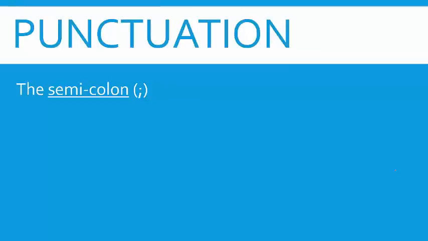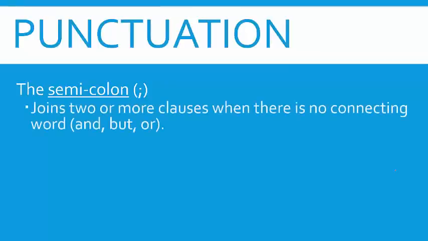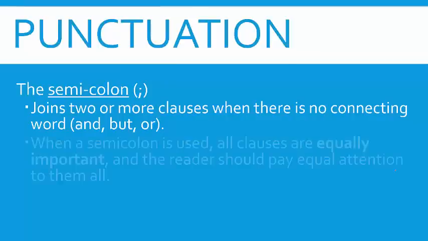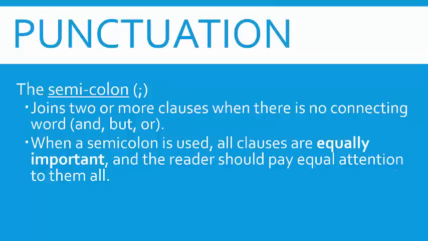So first, the semicolon. What the semicolon does, it joins two or more clauses when there's no connecting word, such as and, but, or. So when a semicolon is used, all clauses are equally important, and the reader should pay equal attention to all of the clauses that are used.